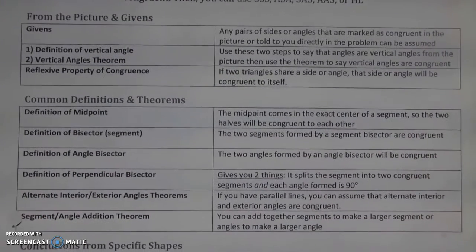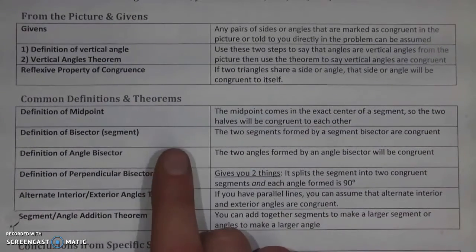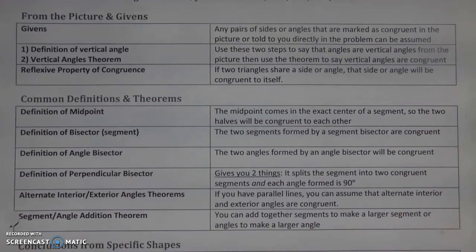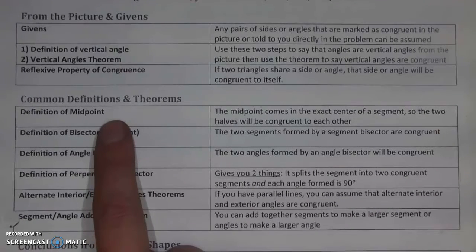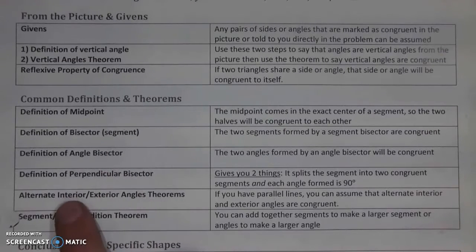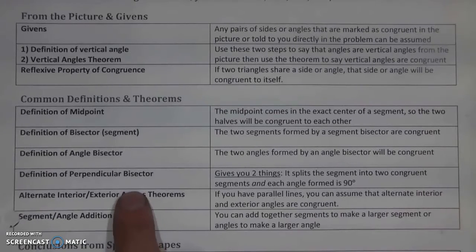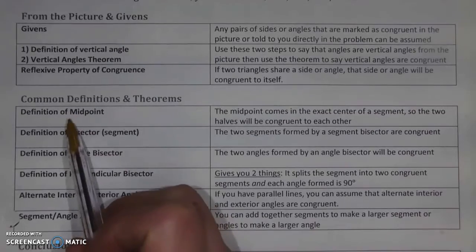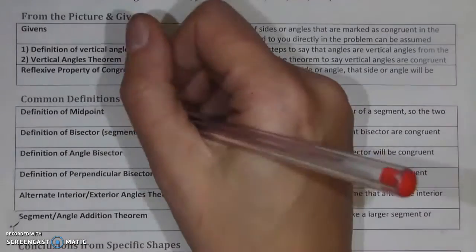We're going to look at some other normal definitions and theorems that pop up when you try to prove congruency in triangles. And the ones that we're going to focus on are midpoint, bisector for both segments and angles, a perpendicular bisector, and then what happens with alternate interior and exterior angles. Now, when you're looking at these, it is kind of nice to just go through and draw yourself a picture.